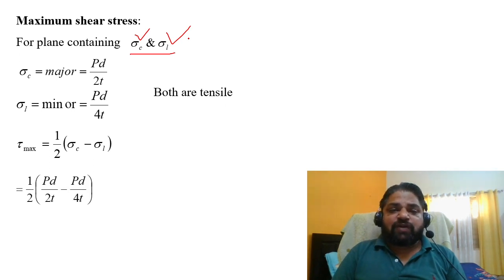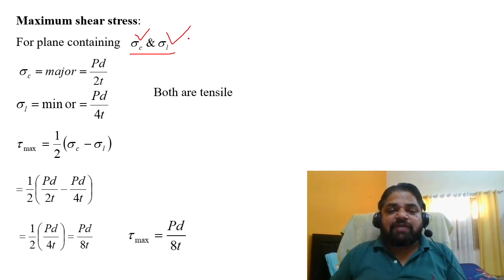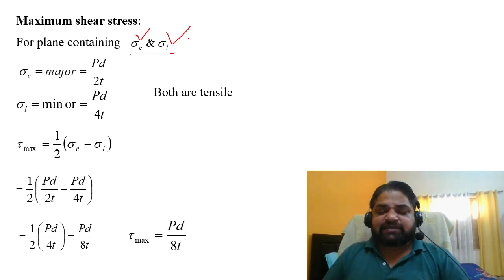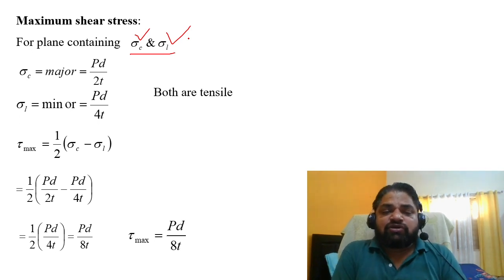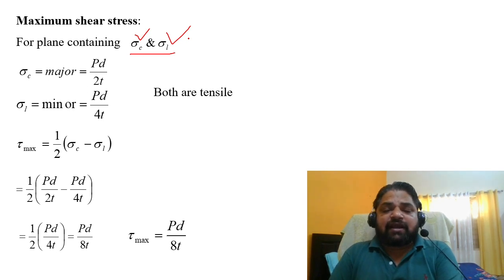If I put in the quantitative values I just calculated, I get PD by 8T, which is again less than the longitudinal stress as well. So the shear stress tau max is going to develop maximum due to the combination of two different tensile stresses, one along the circumference and the other along the length. Then it can create a shear stress of about PD by 8T.